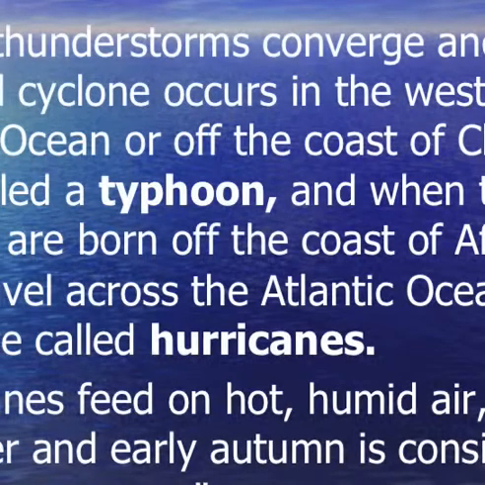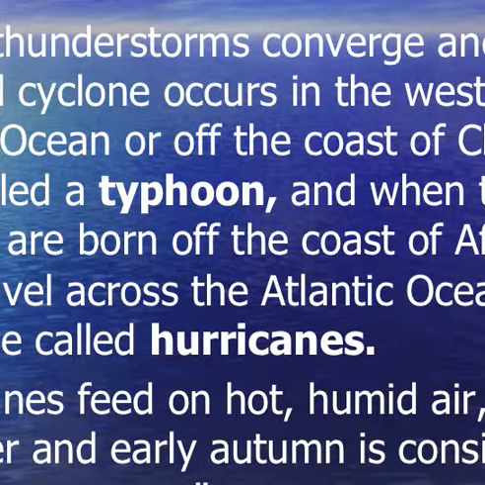Don't write. When a thunderstorm converges and a tropical cyclone occurs in the western Pacific Ocean or off the coast of China, it's called a typhoon. Let's stop right there because we need to identify what a typhoon is. In our own words, what can we put a typhoon is? Take a look at that portion up to the comma and let's put it in our own words.